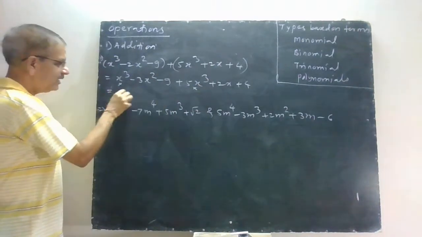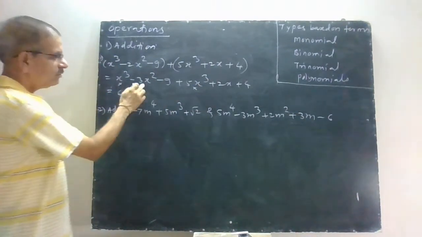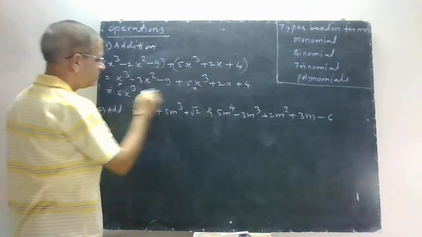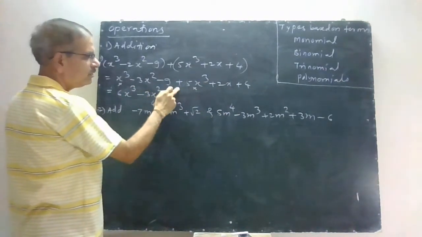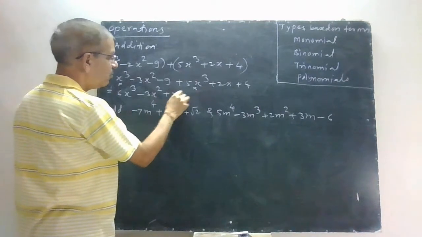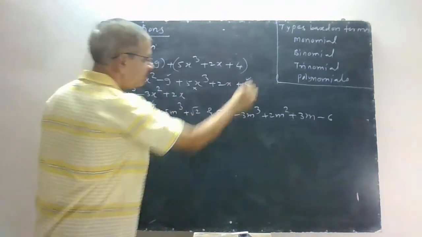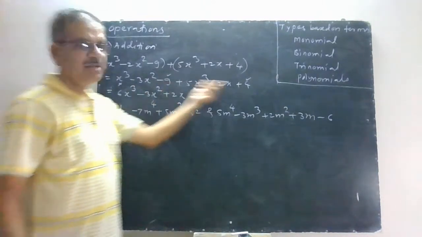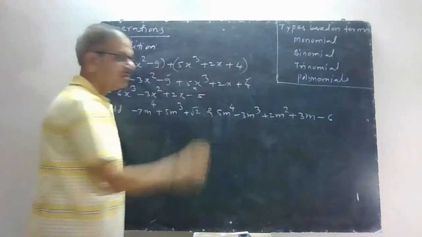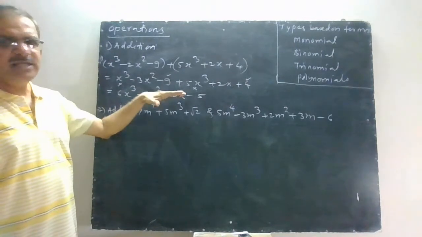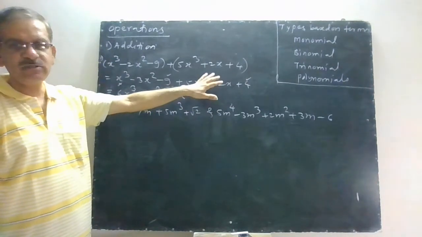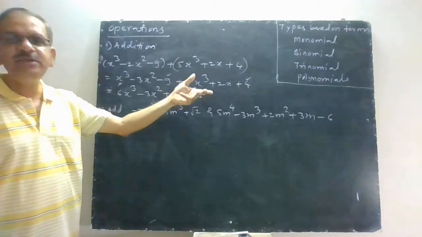I think you know that one. It is 6x cube. Now there is only 1 term of x square, so we write it as it is. The term of x is also only 1, and then the constants, minus 9 and plus 4. I think minus 9 plus 4 gives you minus 5. So now it is normal addition. You don't add x cube, you add their coefficients.